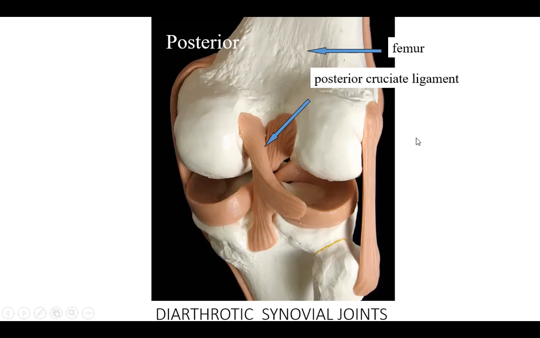So, posterior cruciate ligament. This is the medial condyle. This is the medial, and this is lateral. This area over here is the lateral surface. This is the medial surface here.